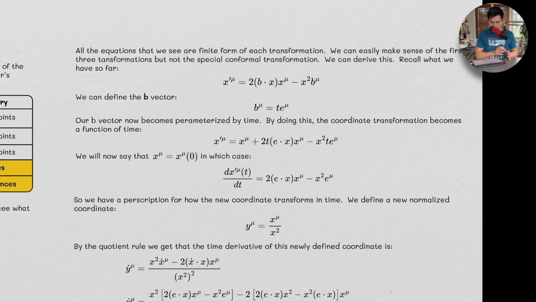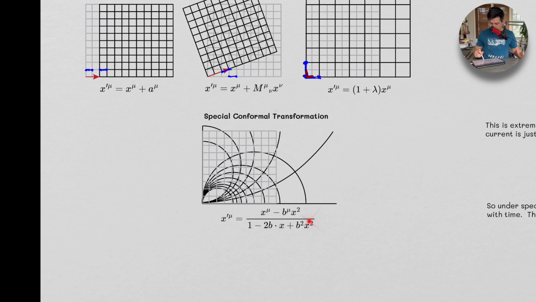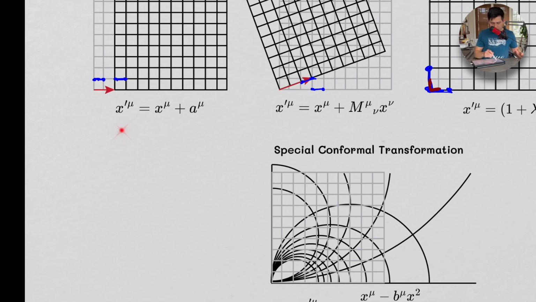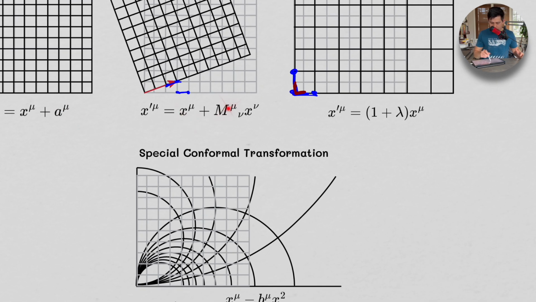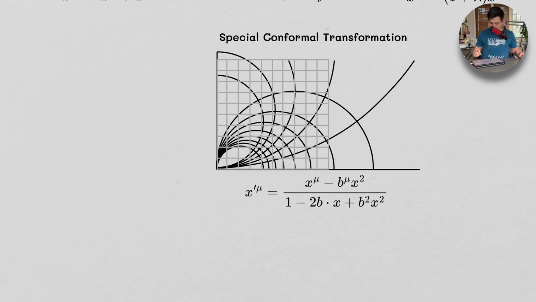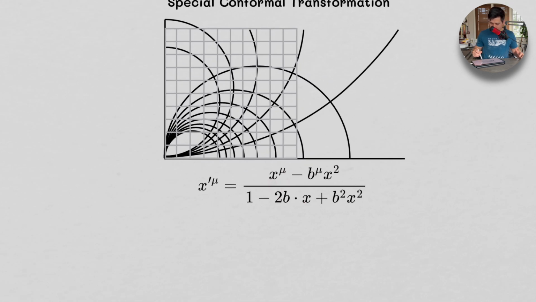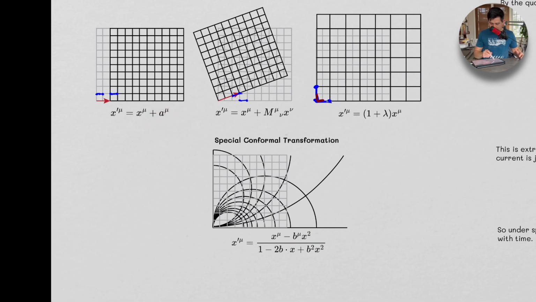So all the equations that we have seen are in their finite form for each transformation, right? So all these equations here, all these here, in a finite form. Notice for translations we need this a mu. For rotations we need this m mu nu. For dilations we need a scalar, and for special conformal transformations we need a vector, right? So here we need a vector, here we need a vector, here we need a matrix, here we need a scalar.